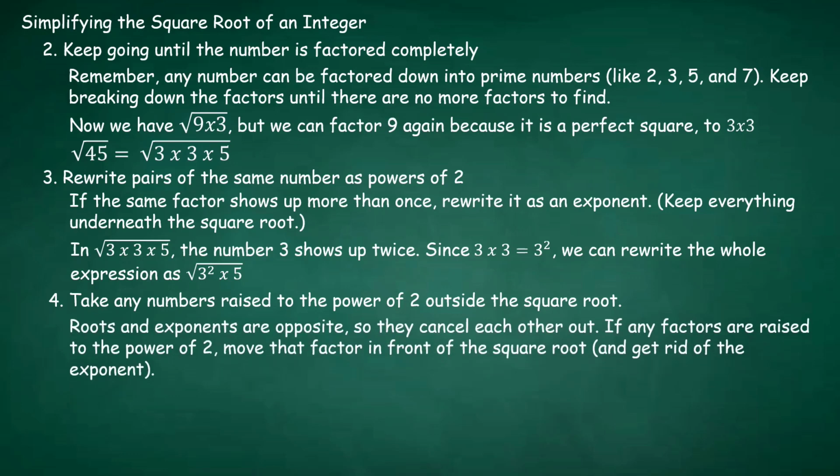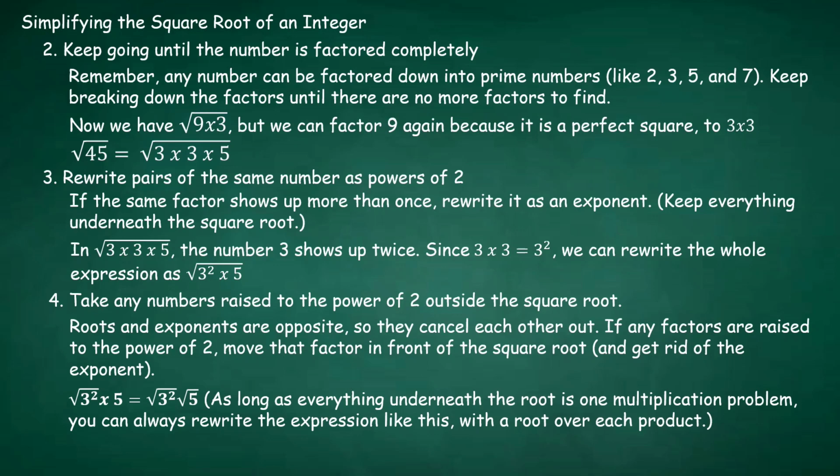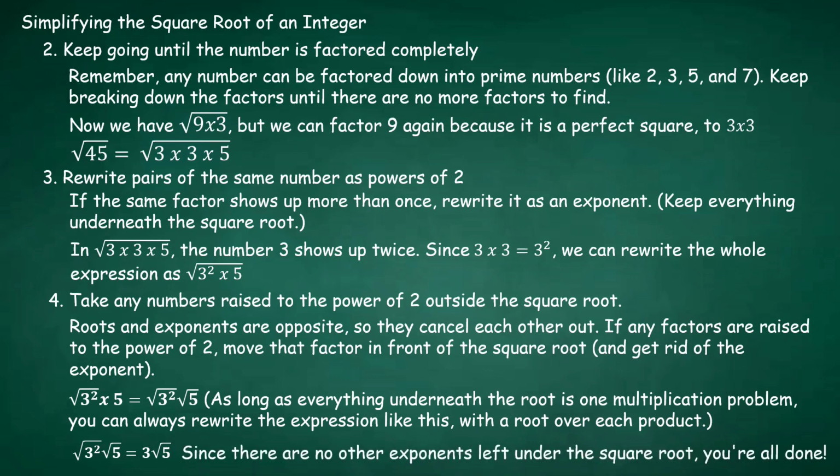4. Take any numbers raised to the power of 2 outside the square root. Roots and exponents are opposite, so they cancel each other out. If any factors are raised to the power of 2, move that factor in front of the square root, and get rid of the exponent. As long as everything underneath the root is one multiplication problem, you can always rewrite the expression like this, with a root over each product. Square root of 45 is equal to 3 square root 5. This is our final answer since there are no other exponents left under the square root.